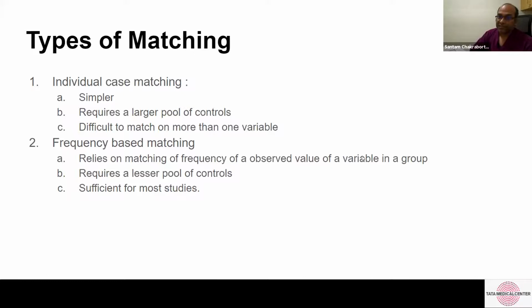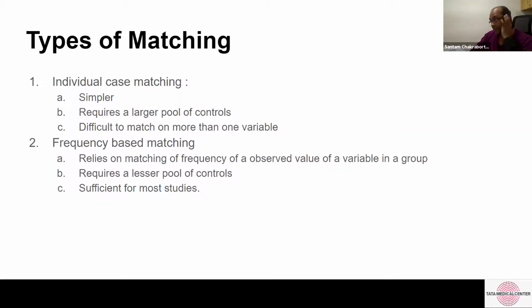What are the types of matching that can be used? You can have individual case matching, which is basically one case to the other case. It is usually reliant on putting 2 or 3 variables like age, gender, and a few other points. They of course require you to have a much larger pool of controls which are available. Frequency-based matching relies on matching the frequency of an observed value of a variable in a group. This is sufficient for most studies and requires a larger pool of controls.